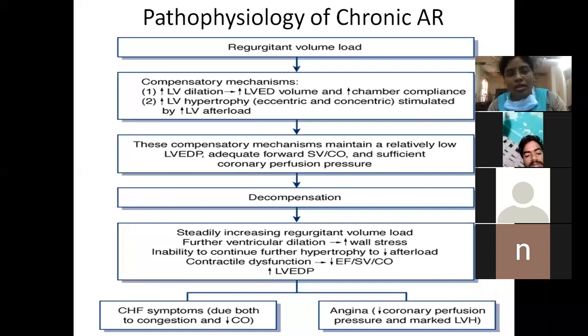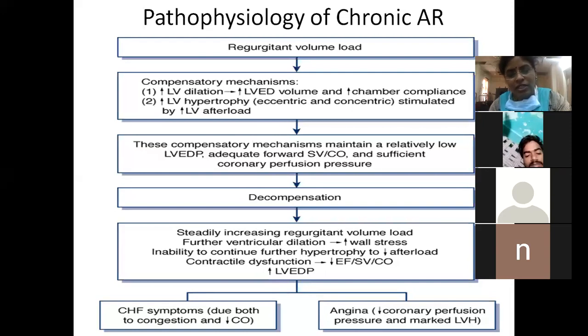Okay. So once the regurgitant flow volume keeps increasing, there is further ventricular dilatation. The ventricular dilatation increases the pressure over the left ventricular wall. After some period, the left ventricle is unable to hypertrophy enough to handle the afterload. So that leads to cardiac dysfunction, or contractile dysfunction, of the left ventricle.